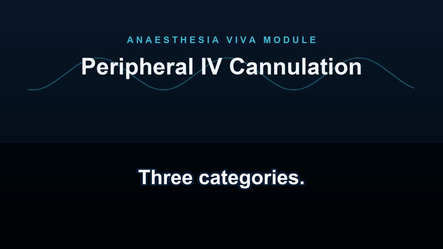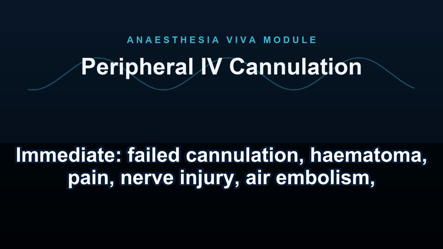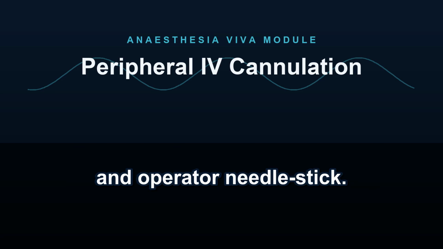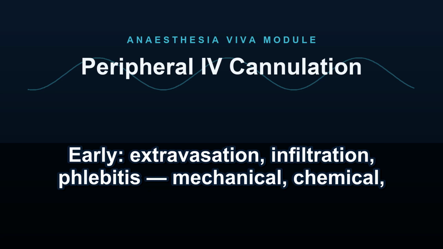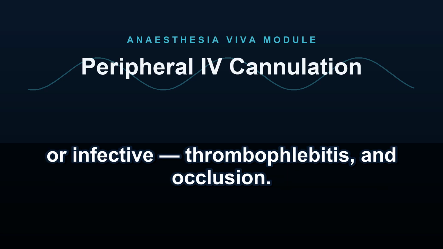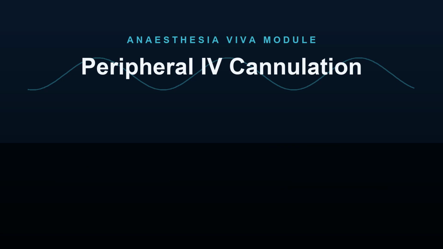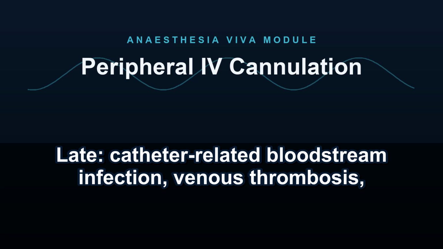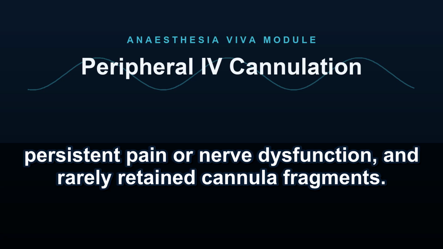3 categories. Immediate: failed cannulation, hematoma, pain, nerve injury, air embolism, and operator needle stick. Early: extravasation, infiltration, phlebitis, mechanical, chemical, or infective, thrombophlebitis and occlusion. Late: catheter-related bloodstream infection, venous thrombosis, persistent pain or nerve dysfunction, and rarely retained cannula fragments.